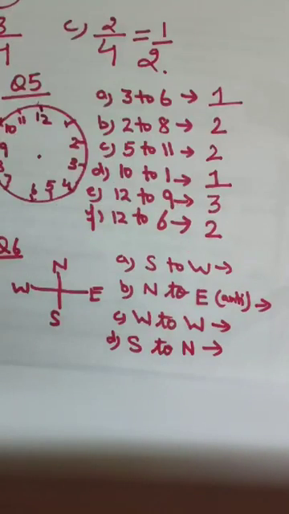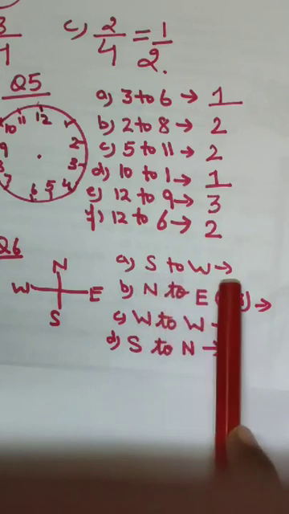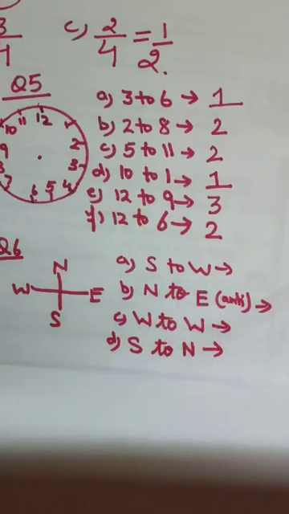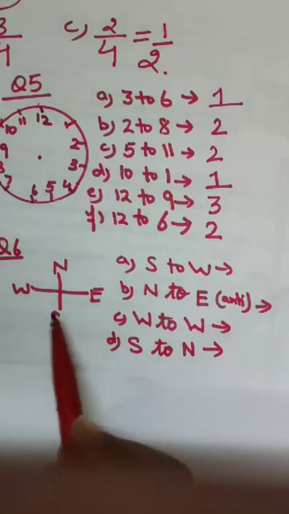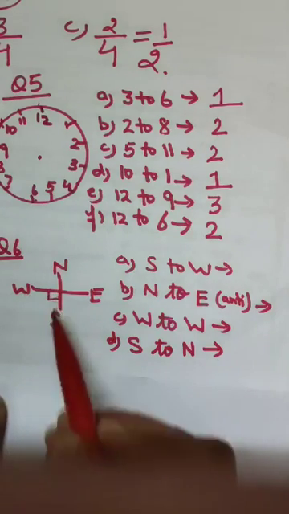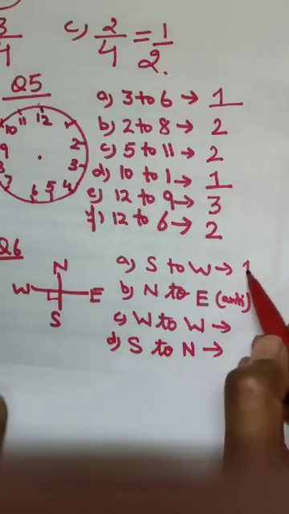Now see question number 6. How many right angles do you make if you start facing? First is south to west. Number of right angles you have to tell. South to west. You can see clearly that it is only 1 right angle.